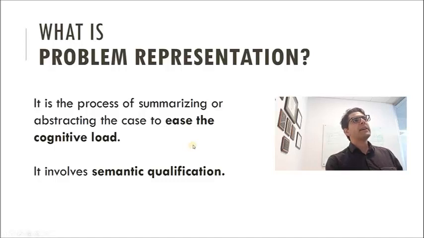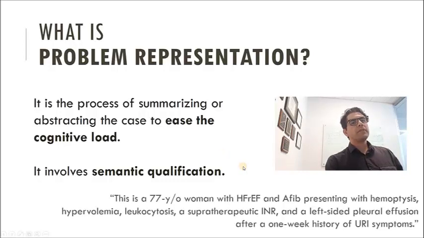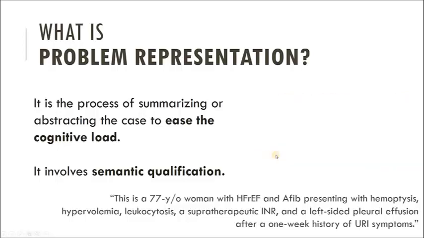Any form of problem representation is the process of summarizing or abstracting a case to ease the cognitive load. And it involves some degree of semantic qualification. So it may, again, be as simple as a young adult presenting with altered mental status. But some would say ideally it should look something like this. Something you might hear at the end of an intern's presentation on rounds or in their note. This is a 77-year-old woman with HFrEF and AFib presenting with hemoptysis, hypervolemia, leukocytosis, a supratherapeutic INR, and a left-sided pleural effusion after a 1-week history of URI symptoms.